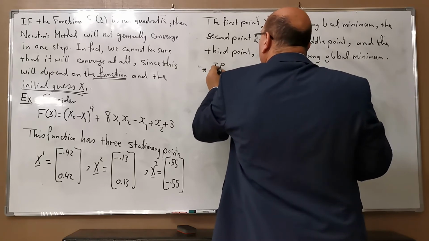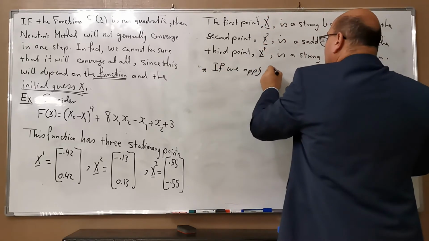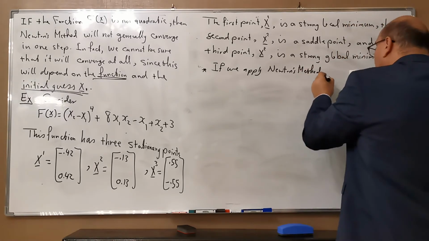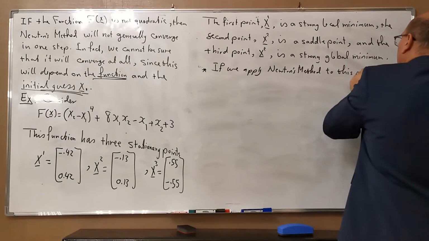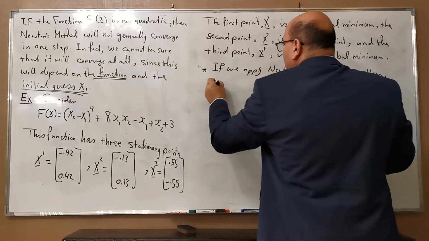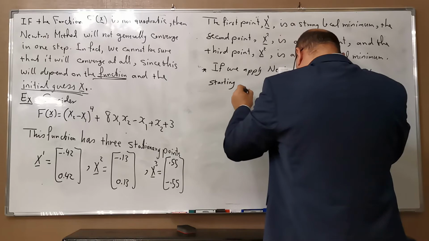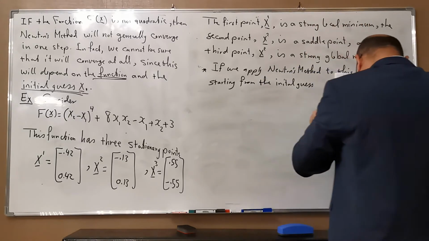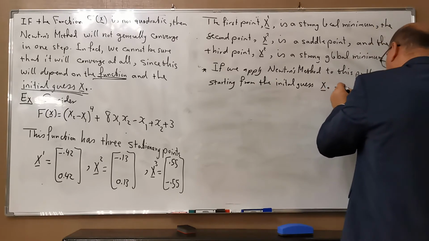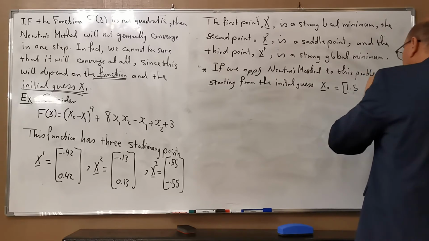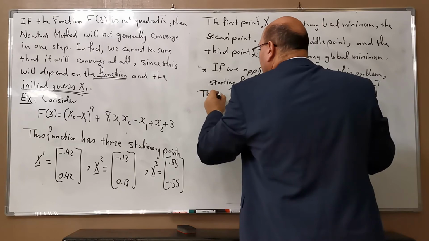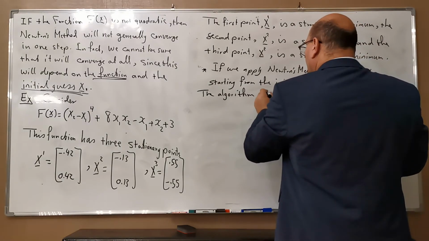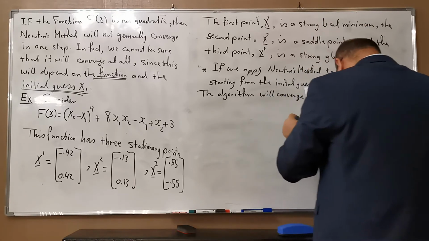So if we apply Newton's method to this problem, starting from the initial guess x0 equals to 1.5 and 0 transpose, the algorithm will converge to the global minimum.